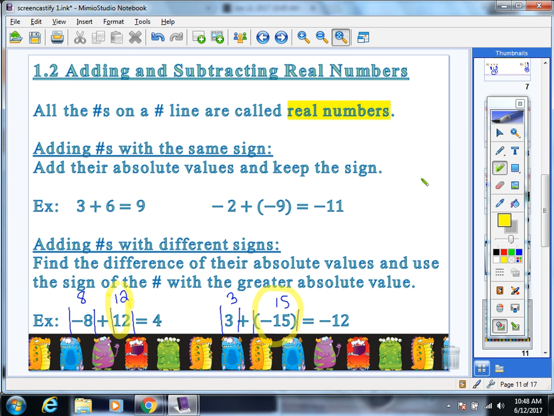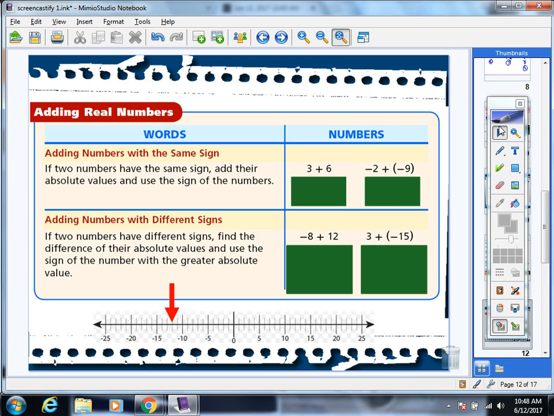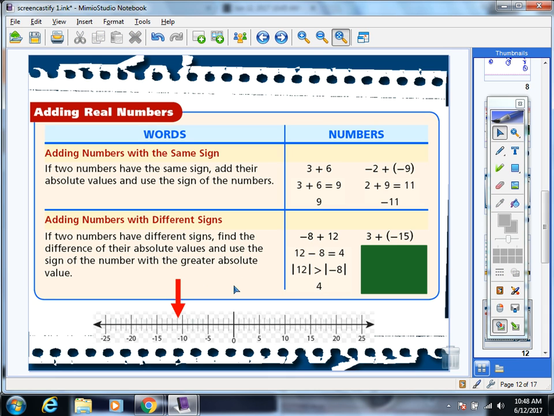There are other ways to demonstrate this. You may have used a number line. For instance, to demonstrate -2 plus -9, you would start at -2 and go left 9 more spots until you land at -11. For these, you could start at -8 and go right 12. You'd end at 4, and so on.